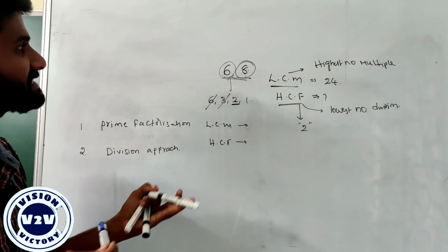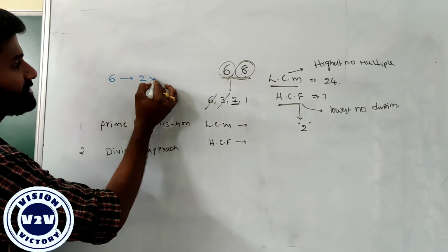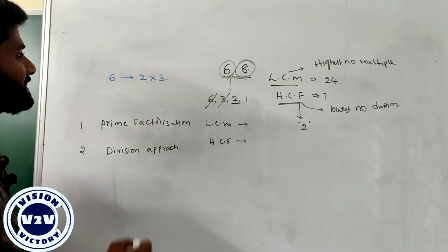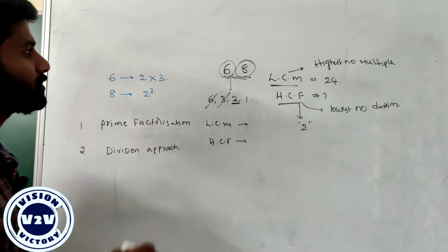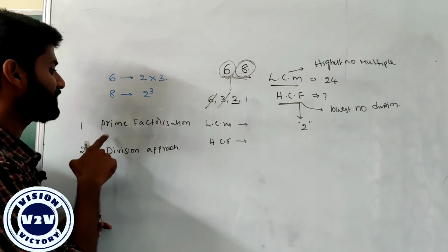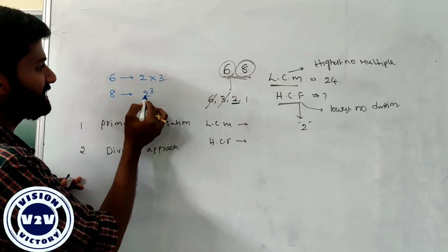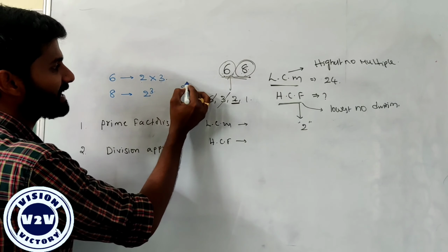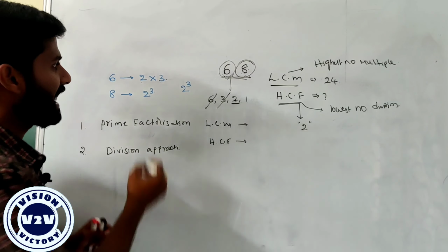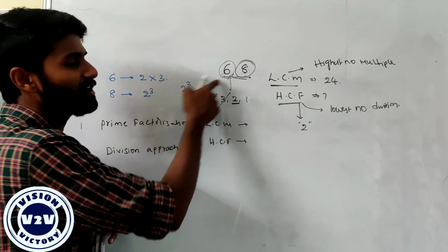If you consider 6 and 8, 6 can be broken into prime factors, which are 2 and 3. In the same way, 8 becomes 2 cube. We know that for LCM and HCF we look at the common factors. Here 2 is common, and out of 2 we consider the highest power, 2 cube. There is no common factor for 3, which means we cannot consider it directly.